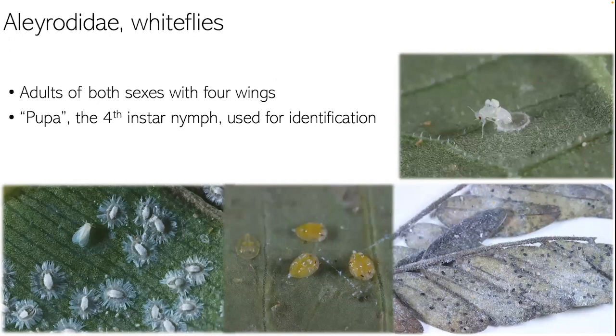So the Aleyrodidae are the whiteflies, and for some reason, these guys have historically been grouped. I think that just the early curators had expertise in these two areas, so they've split these away from the other Hemiptera, and the curators have always done whiteflies and scales, and then the other Hemiptera. So the adults of whiteflies are a little bit more like normal insects. You have both sexes with four wings. And we actually use the pupa, which is annoying because these guys are hemipterans, but it's the fourth instar, or the pupa, that is used for identification of whiteflies.